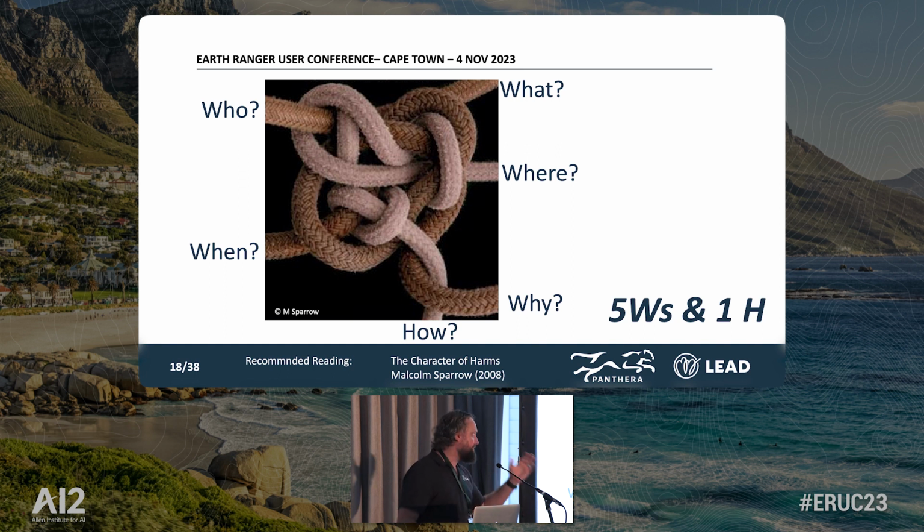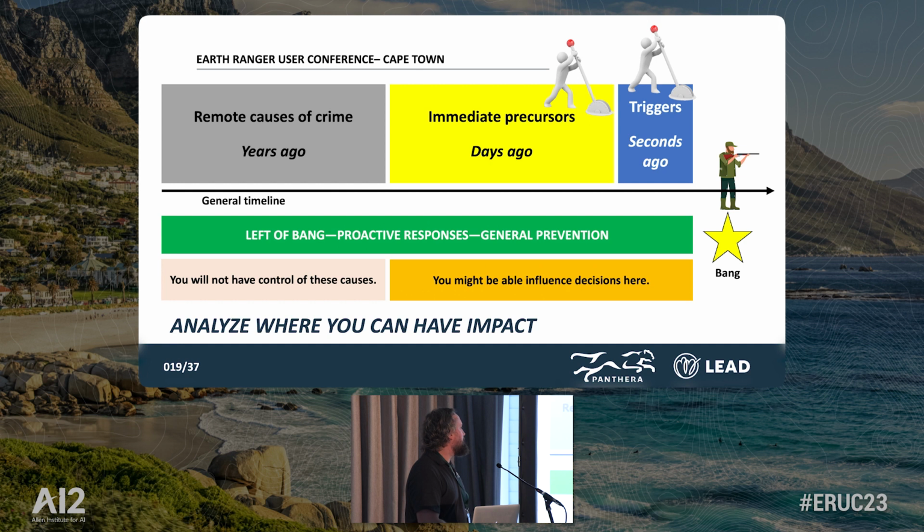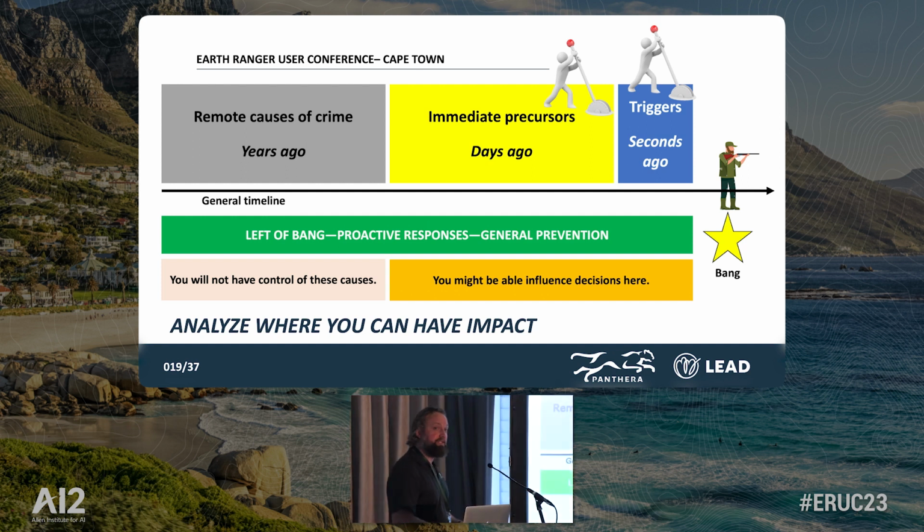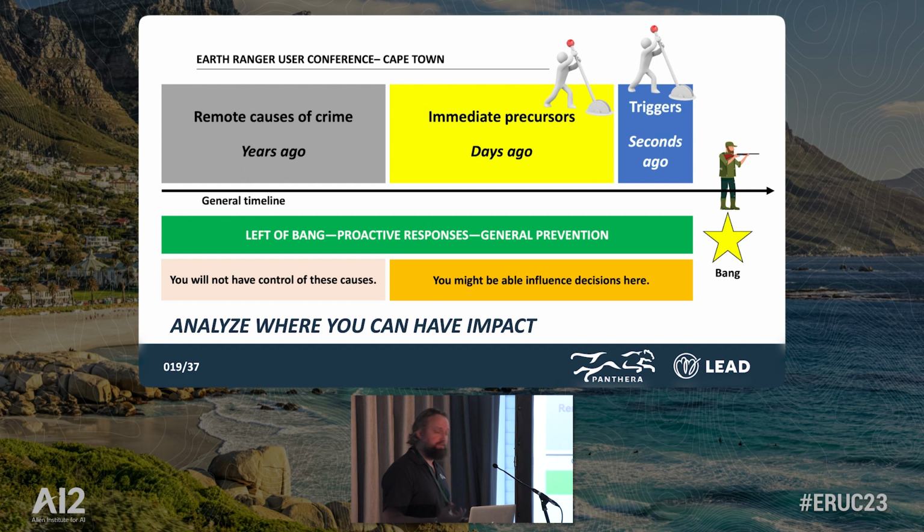And as we go through that problem analysis, we also start to see that we need to be thinking about how we could intervene, right? Because if you have this general timeline in a person's life, there are remote causes of crime. Maybe they grew up near the park, they grew up in a hunting household, maybe they inherited debts, whatever it is. But more importantly, as we move further down towards the shooting event, we have immediate precursors, right? Maybe a financial need for anti-malarial medicine or school fees, or loss of a job.